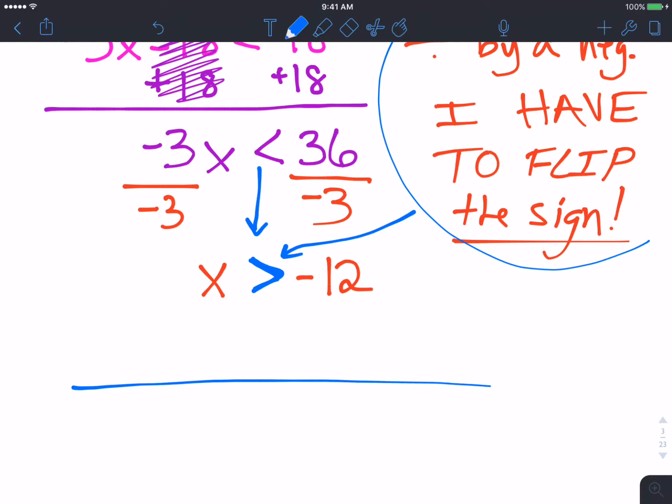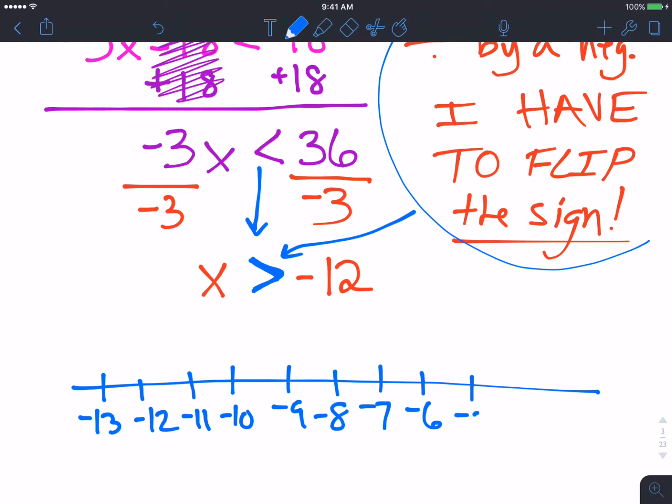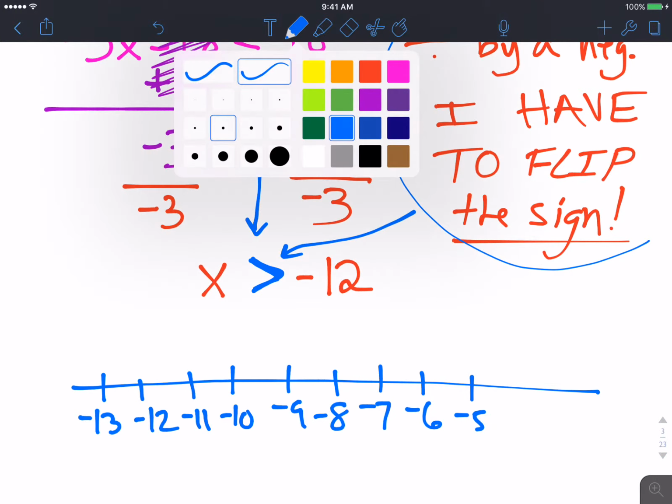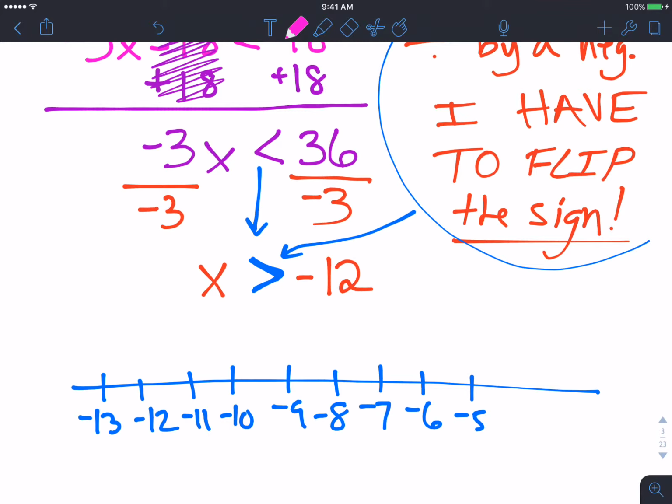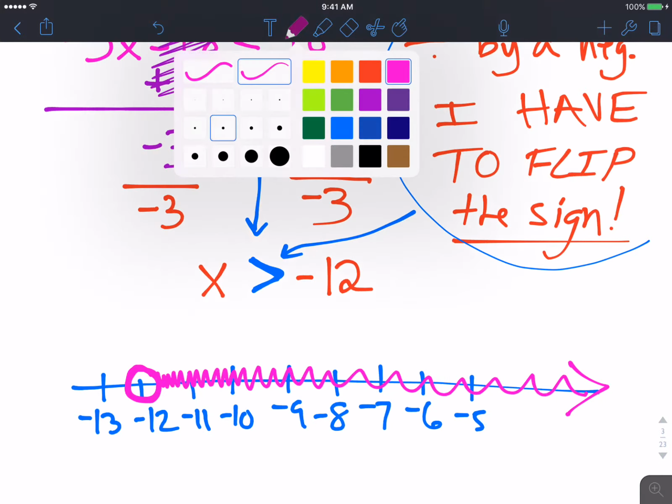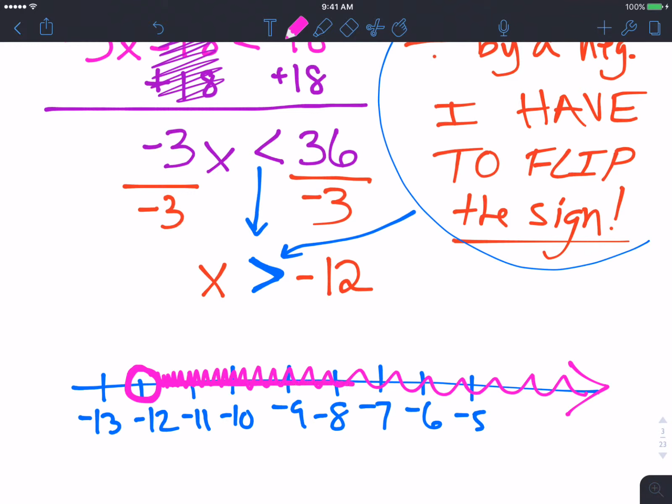So if I make my number line, I'm going to make an open circle at negative 12. And then x is greater than negative 12, meaning I have more. So I'm going to shade to the right. And this is what my picture will look like.